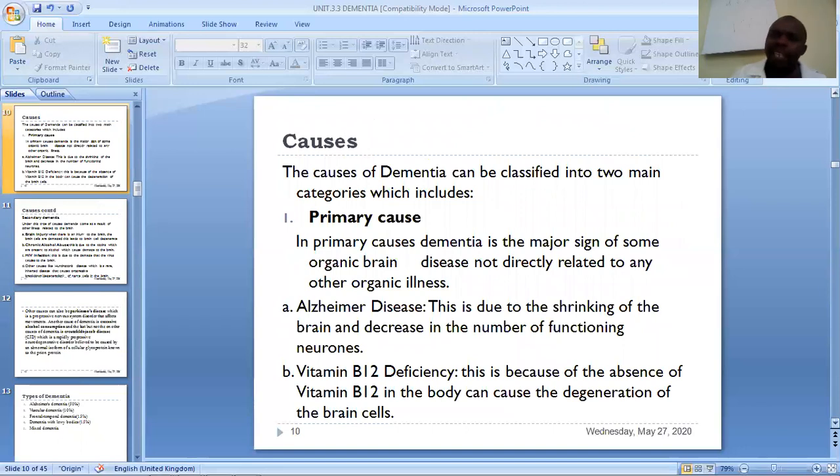Now, let's look at the causes of dementia. The causes of dementia can be classified into two main categories, which include primary causes and secondary causes. Let's look at primary causes. In primary causes, dementia is the major sign of some organic brain disease, not directly related to any other organic illness. One of the causes of dementia under primary causes is Alzheimer's disease.